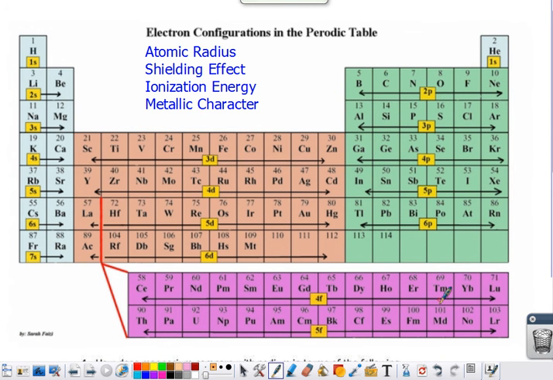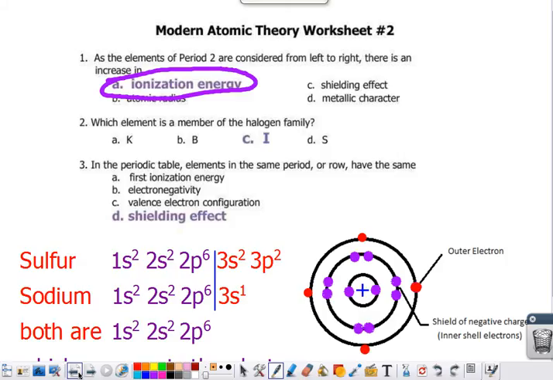But those are all those terms, which increases from left to right. Ionization energy is the one that increases. It increases because as you go across the period, the atoms are getting more protons, making it harder to take electrons. This is energy to ionize, energy to remove electrons.